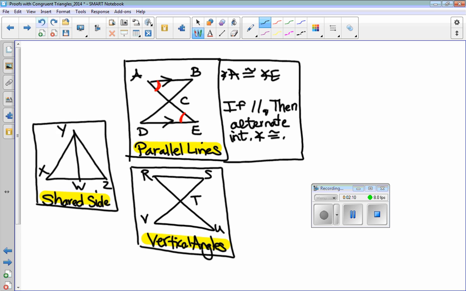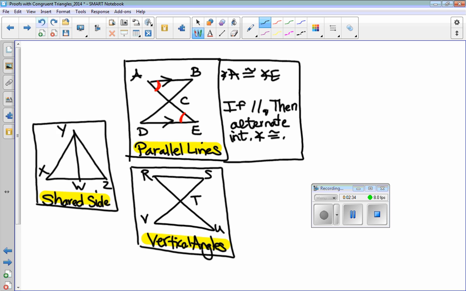So anytime in a proof for congruent triangles you are given some parallel lines, you're probably going to use this theorem. Okay? So that's the statement you would say. You would find a pair of alternate interior angles, and the reason would be the alternate interior angle theorem.